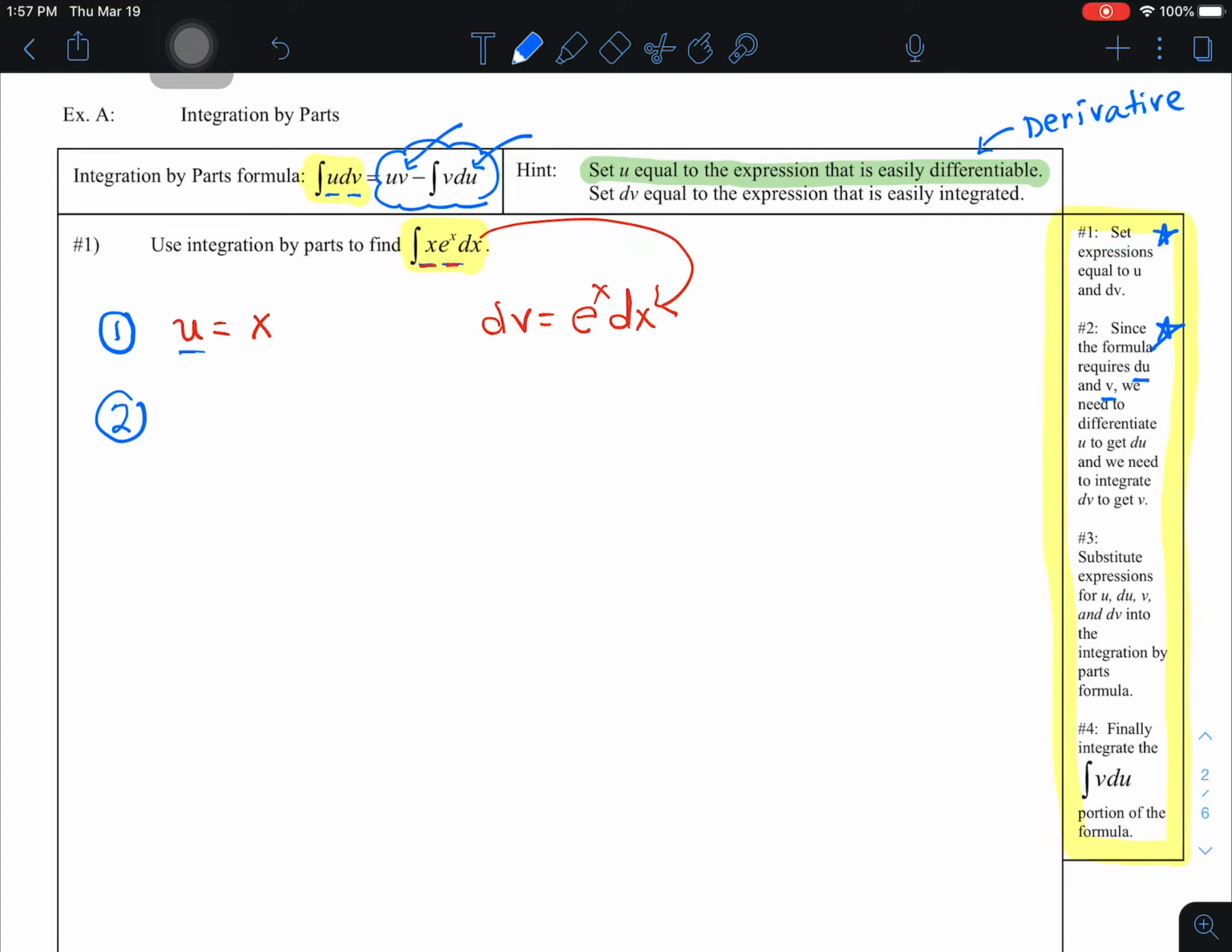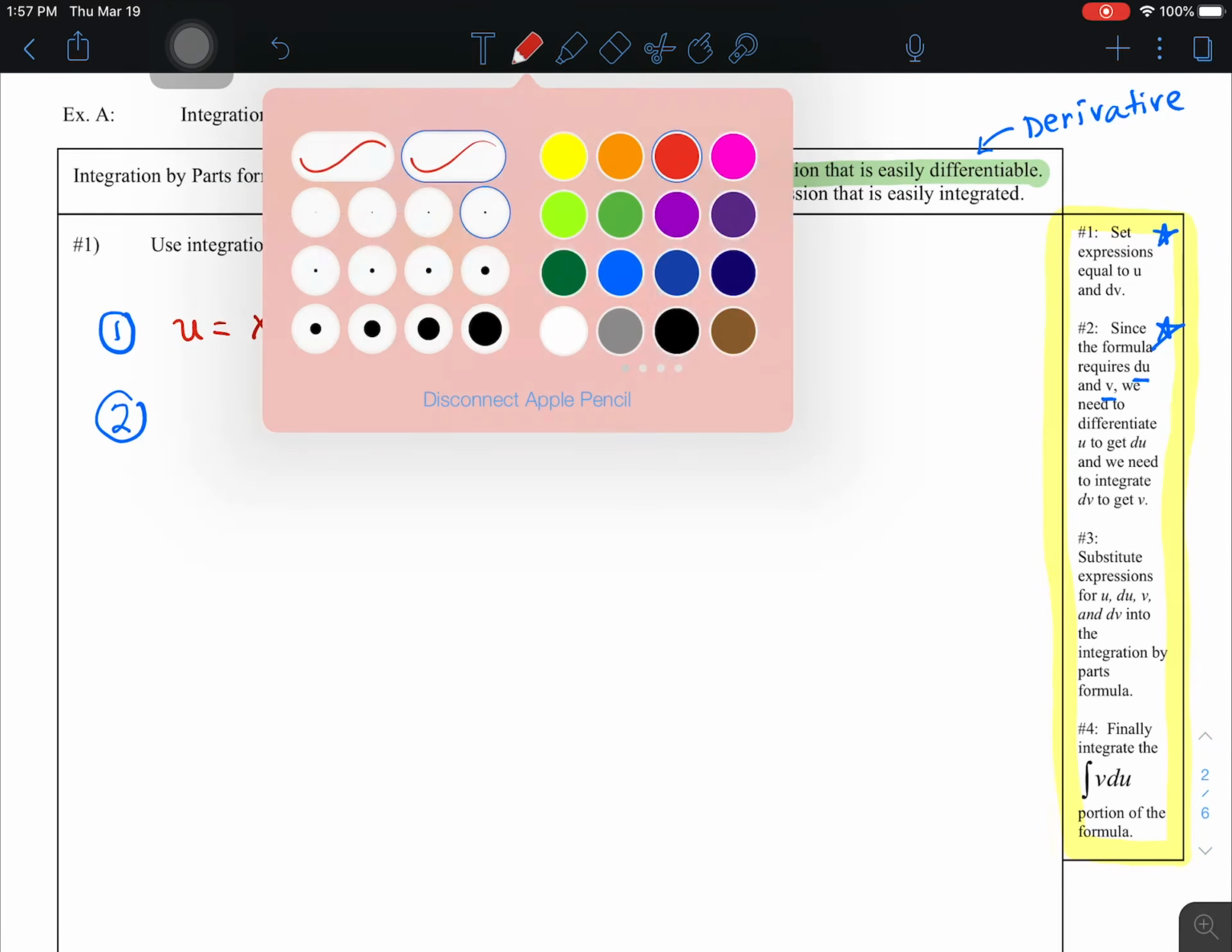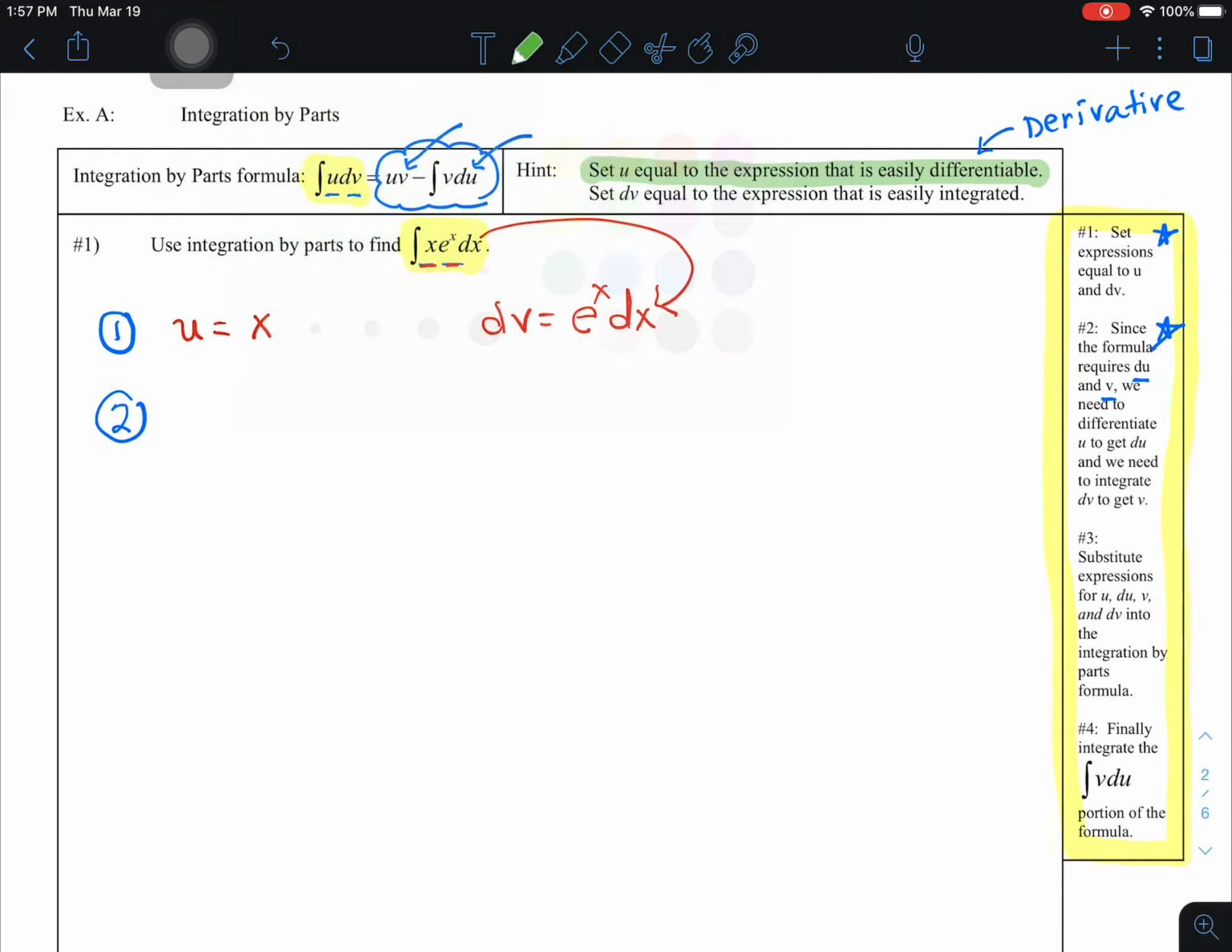We have a u and we have a dv, but we don't have a v and a du, okay? So here's what you're going to do. You are going to take u, and you're going to take the derivative of u. This kind of feels like what we did whenever we were integrating by substitution, okay?